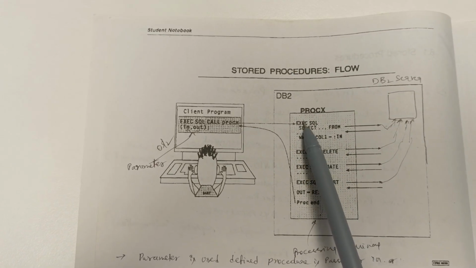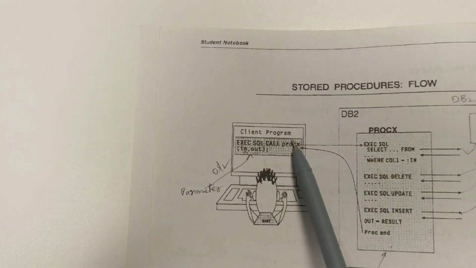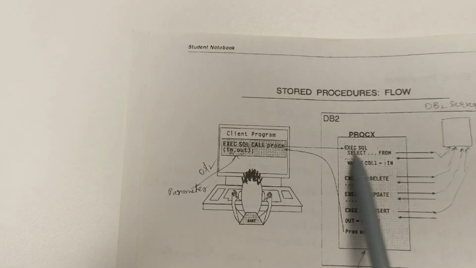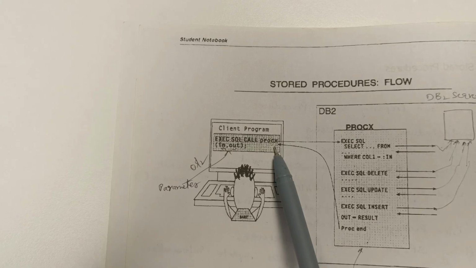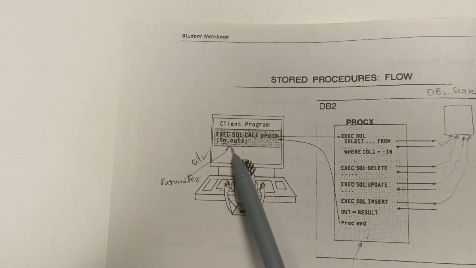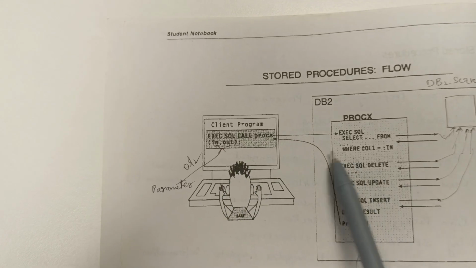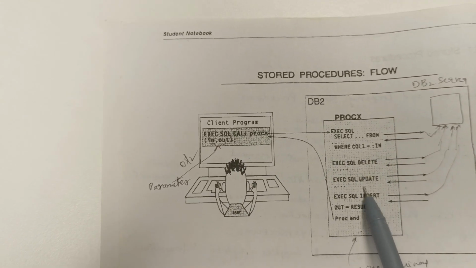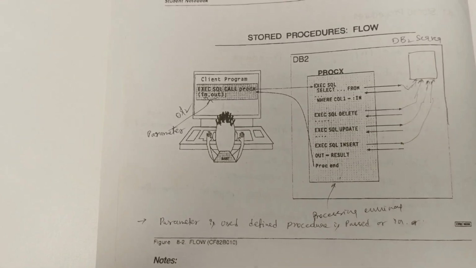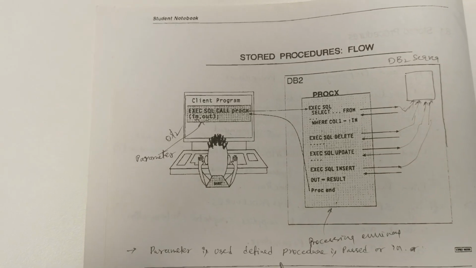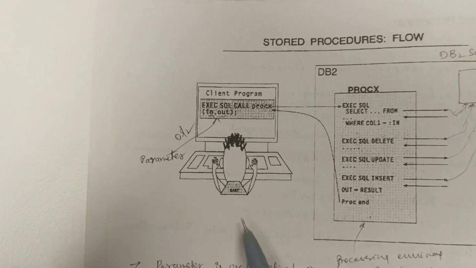You can see this is a server and this is DB2, and this is the stored procedure name. The stored procedure already has its statements, but while executing in the application program, the client program will call the stored procedure. You can see the syntax: EXEC SQL CALL stored procedure name PROCX, and we give parameter values, IN and OUT. What is an IN-OUT parameter? Once you give the parameter, based on the procedure name, it will call this stored procedure on the server side. Basically the parameters define what is passed in or out.